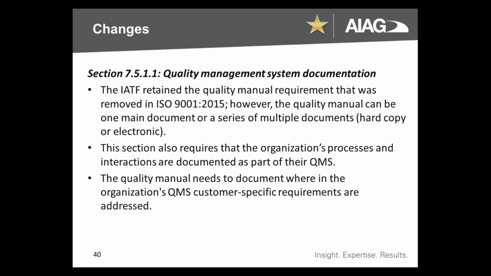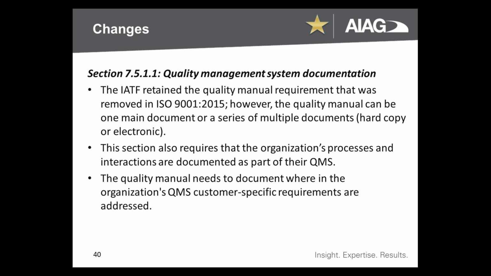This section also requires that the organization's processes and their interactions are documented as part of the QMS. Formerly, this used to be part of the quality manual. And the quality manual needs to document where in the organization's QMS customer-specific requirements are addressed. This is usually accomplished through some type of matrix. And in fact, I haven't really seen it any other way.